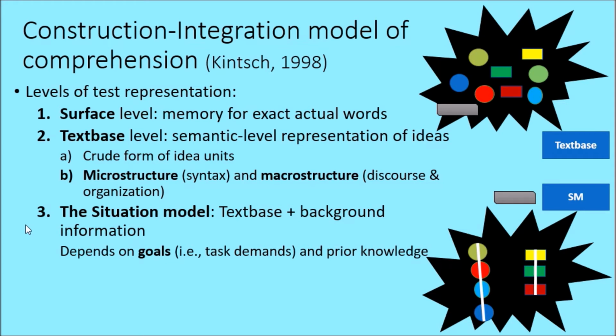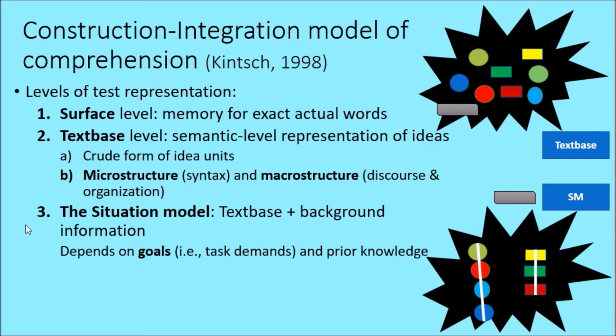In the first stage, we generate a surface level, then followed by the generation of a text-based level representation of the text. Finally, we generate the situation model. That's the final mental representation that we generate during comprehension. So the surface level representation concerns the generation of the memory for exact or actual words that we hear.